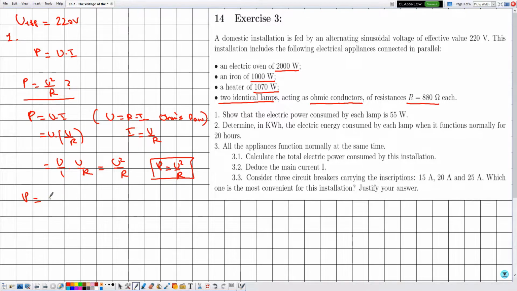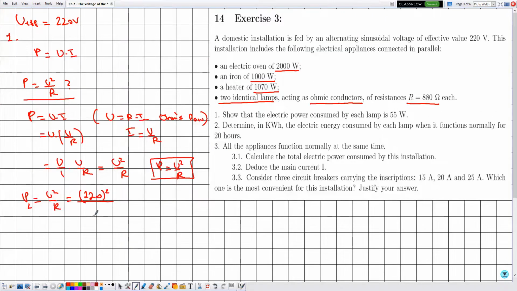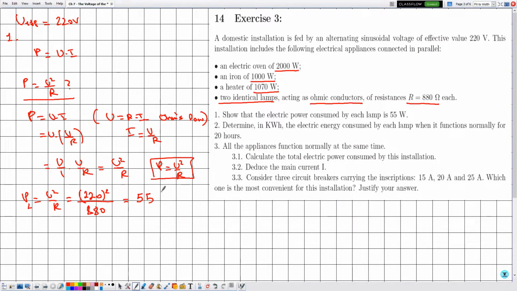Now P, which is equal to U² / R, we are calculating P of the lamp, which has an applied voltage of 120, raised to the power 2, divided by the value of R, which is 880. Plugging this on the calculator, the value of the electric power is 55. Since both U and R are expressed in the SI, the value of P will be in the SI, which is what? So the power of each lamp connected in this domestic installation is 55 watts.